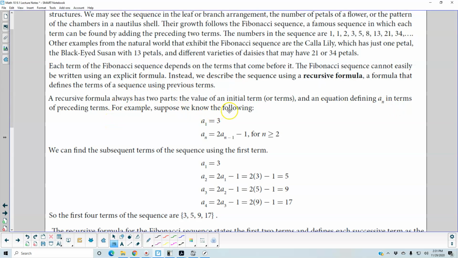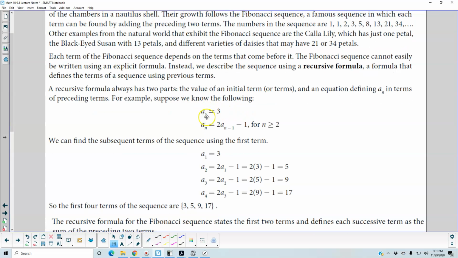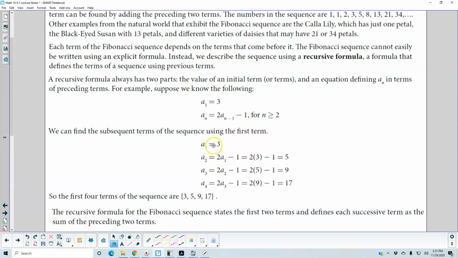So for example, suppose we know the following: a subscript 1, that is the first term, is equal to 3. And the nth term is equal to 2 times a subscript n minus 1, minus 1, for n greater than or equal to 2. So we can find the subsequent terms of the sequence using the first term. Again, the first term is 3. So the second term is going to equal 2 times the preceding term, which is the first term, minus 1. So 2 times 3 minus 1 is going to give us 5.